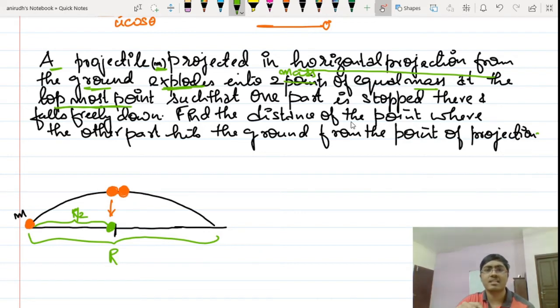Whenever they say that the mass is exploding into 2 parts, 3 parts, 5 parts, whatever, you understand that the center of mass will keep on moving in the same direction and it will directly fall in the range. That means whenever it is breaking into 2 parts at the topmost point, the center of mass will continue the path and it will correctly fall at this particular moment.